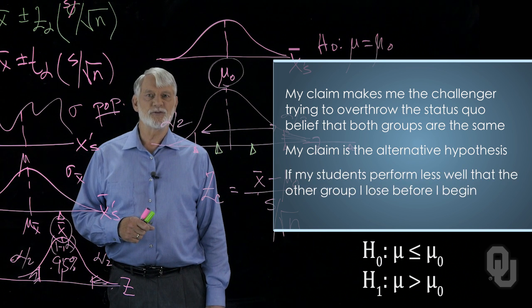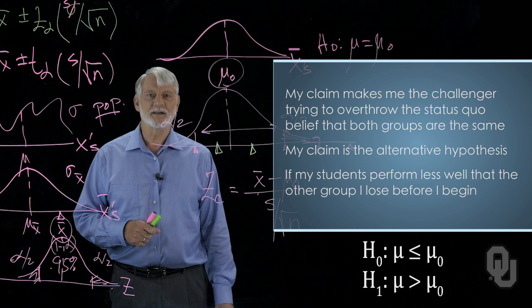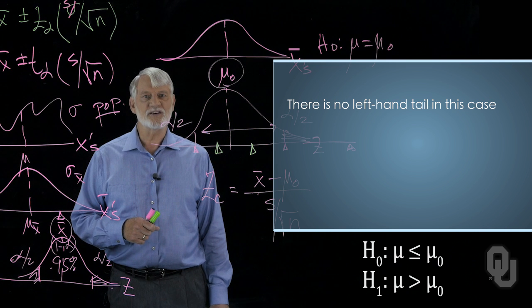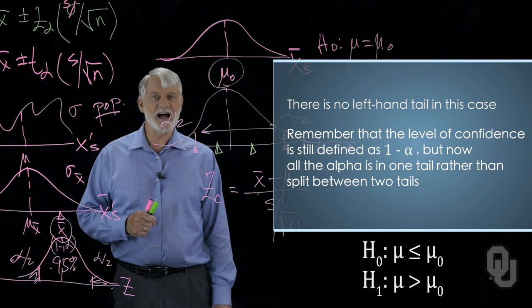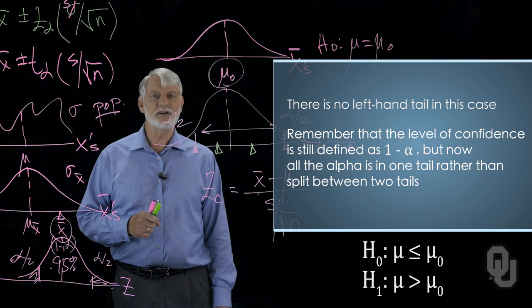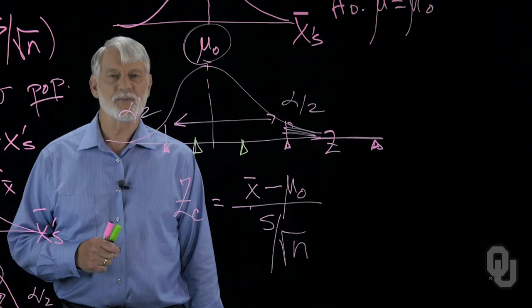If my students perform less well than the other group, I lose before I begin. There is no left-hand tail in this case. Just remember that the level of confidence is still defined as 1 minus alpha. But now, all the alpha is in one tail rather than split between 2 tails.